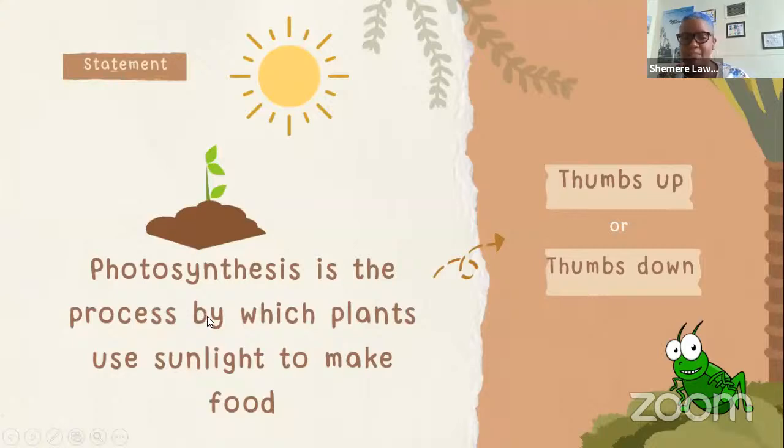photosynthesis is the process by which plants use sunlight to make food. So thumbs up if it's true, thumbs down if it's false. So 2 thumbs up so far. Anybody else? So the correct answer is thumbs up.